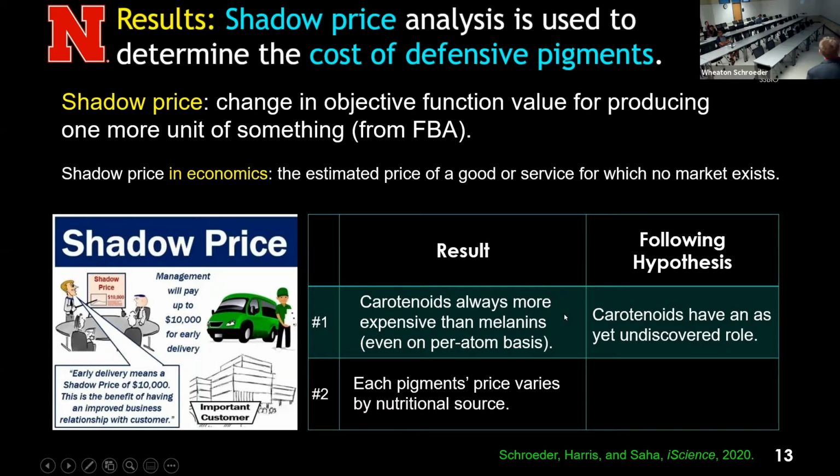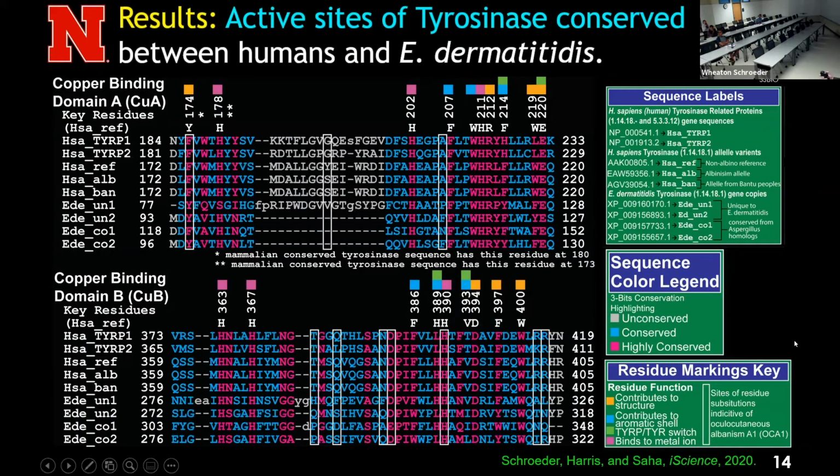Our second result is that each pigment's price varies based on the nutritional source that we provide the organism. And this allows us to hypothesize that exophylla produces so many different defensive pigments so that it can minimize its overall pigment profile cost. So that was our first research question.